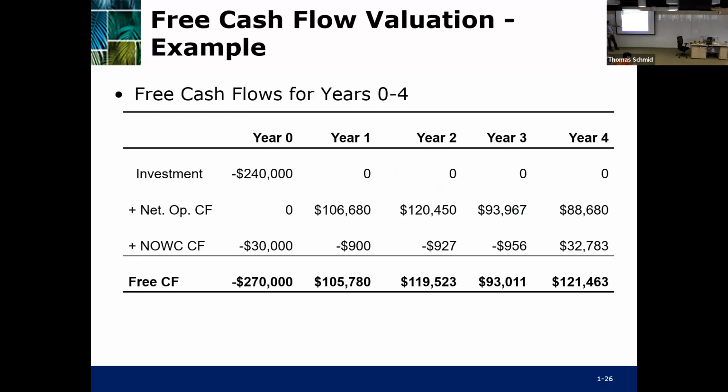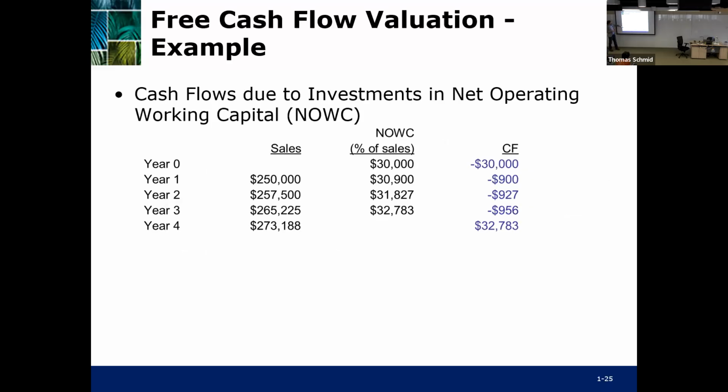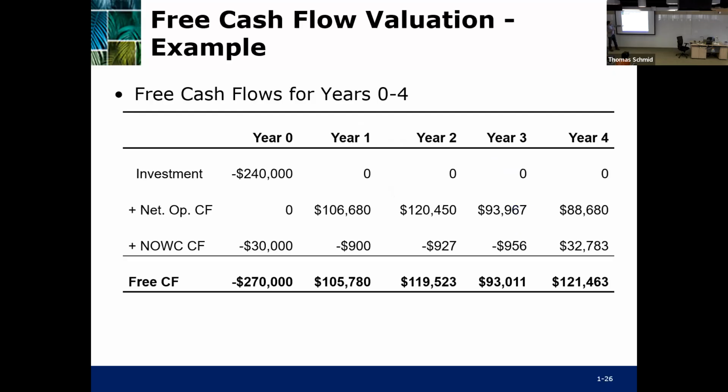So then we have the last summary here. The free cash flow is the investments that we have to make, the purchase of the machinery, plus the net operating cash flow, which we calculated two slides before, plus the net operating working capital cash flow, which we calculated on the previous slide. So if we sum up all of that for every year, we get the free cash flow for the next 4 years. So this is all really very simple. It's just showing the general structure of everything. I think the path is pretty clear.